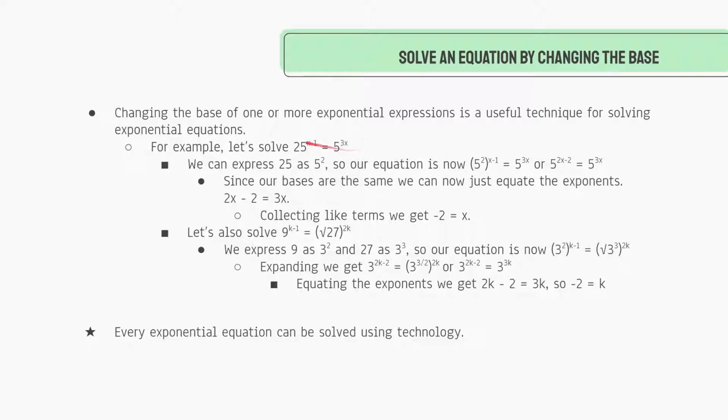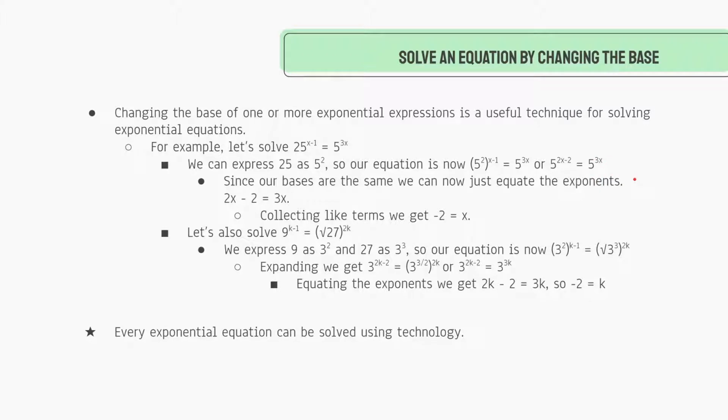Immediately, we can identify the fact that 25 is simply 5 to the power of 2. So now I'm just going to substitute that for 25, and we get 5 to the power of 2, to the power of x minus 1, is equal to 5 to the power of 3x. Opening these brackets, we find that we can write it as 5 to the power of 2x minus 2 is equal to 5 to the power of 3x.